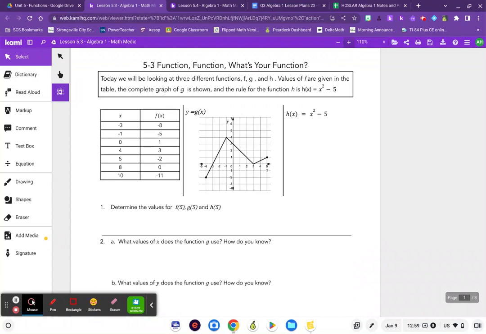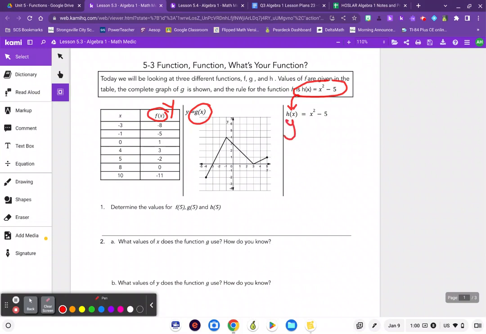Today we are going to be looking at three different functions, the f function, the g function, and the h function. Values of f are given in the table. I'm just going to go ahead and circle that. Notice this says f of x instead of y equals. The complete graph of g is shown, so the graph is called g of x. And the rule, or the equation, for the function h is h of x equals x squared minus 5. And again, notice that's just repeated here. Again, this is the same as saying y equals.